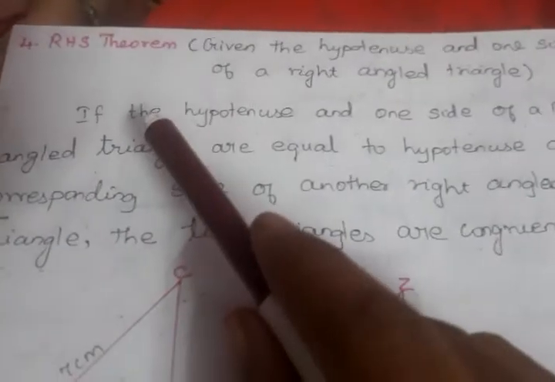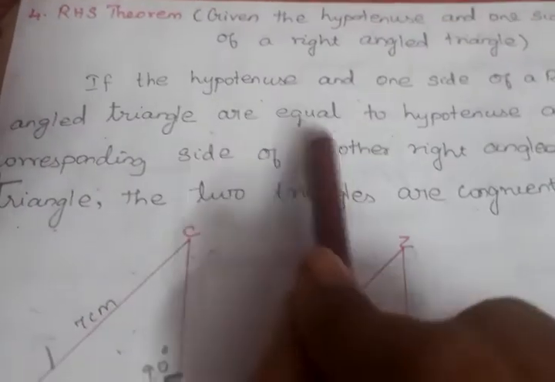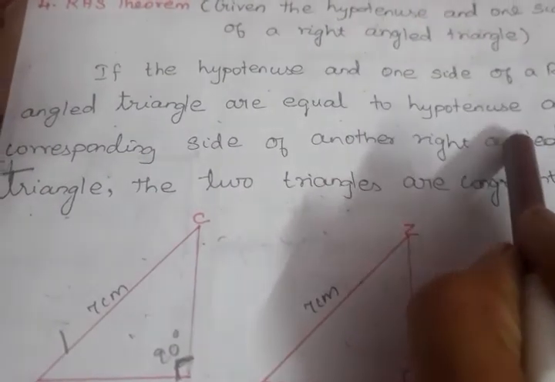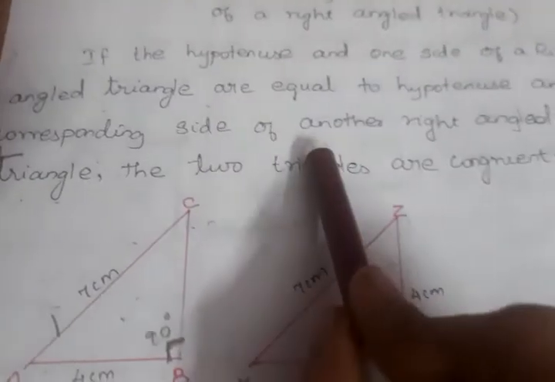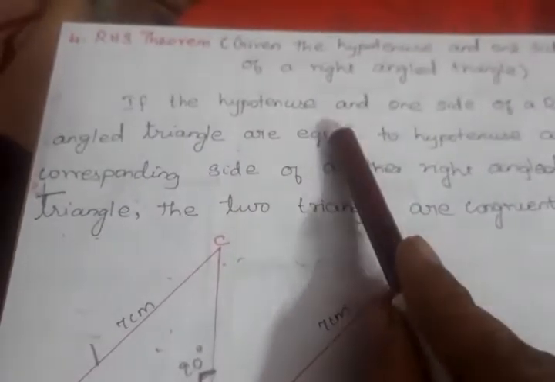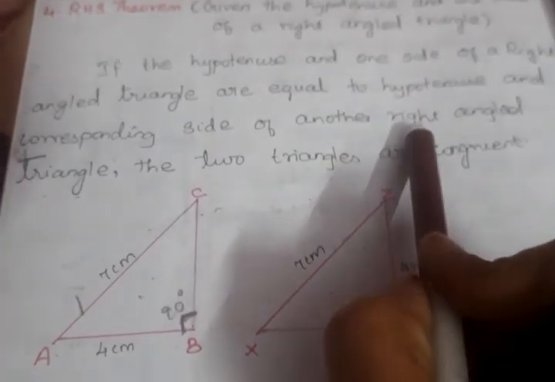Okay. So moving to the theorem: if the hypotenuse and one side of a right angle triangle are equal to the hypotenuse and the corresponding side of another right angle triangle, then the two triangles are congruent. So the right angle triangles are equal.